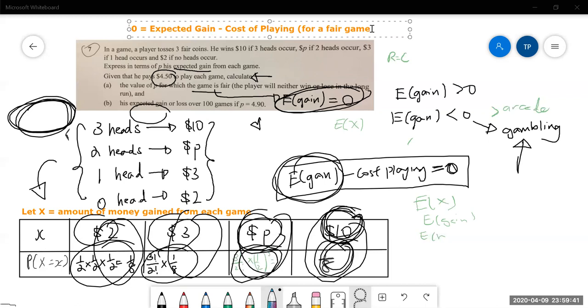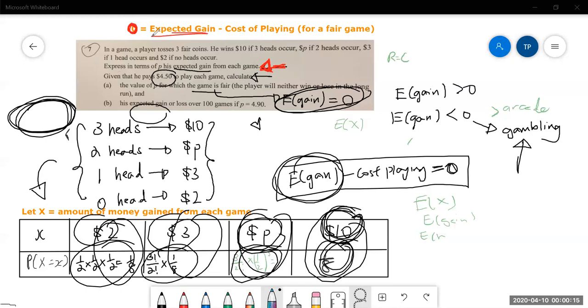Can you see the top part? Okay. So the expected gain is what we found here. Wait, why expected gain minus cost of play? Isn't gain the revenue? Yes. So shouldn't gain be zero? Then expected return minus cost of playing is equal to zero. Yeah, equal to zero. But you put expected gain.